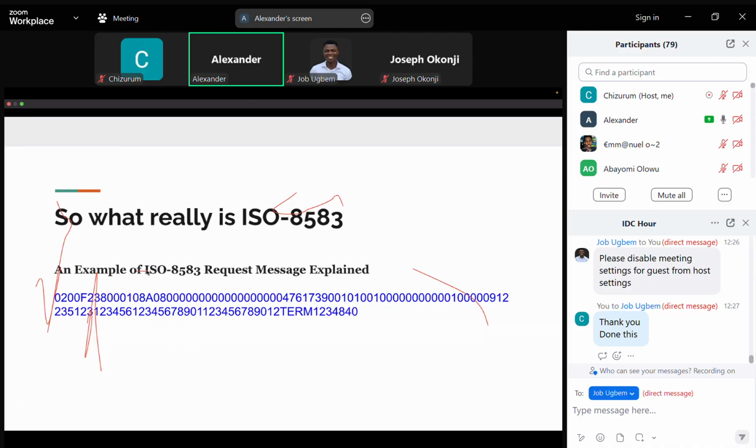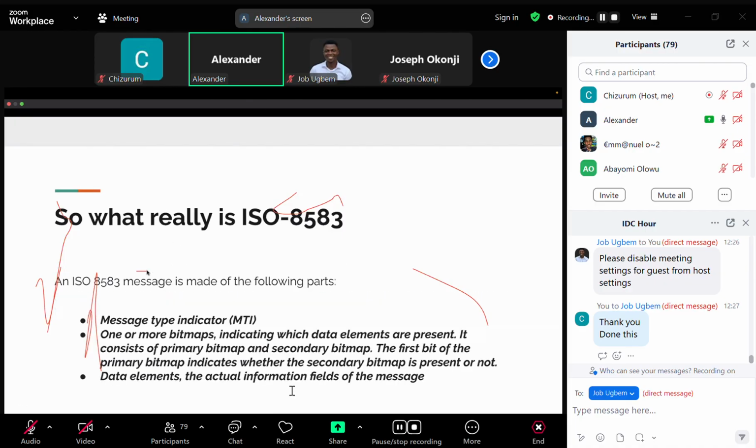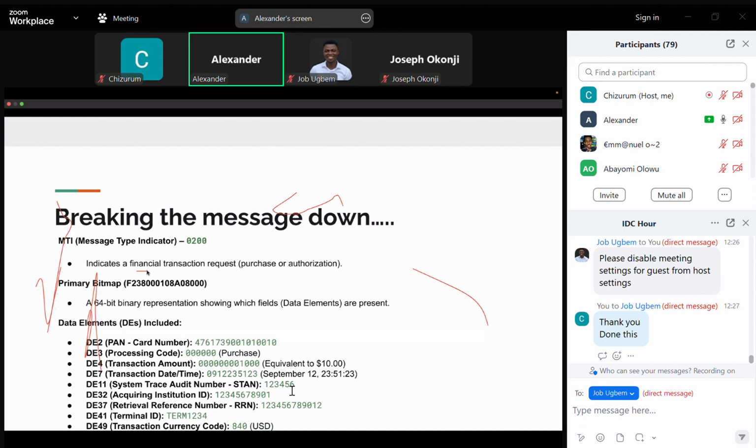We have this message here. This is the breakdown of that message, right? So this is the primary bitmap. So these bitmaps, when you break them down, typically, they practically tell you what is available in the message. So you don't even need to go through the message before you know what is available, right?